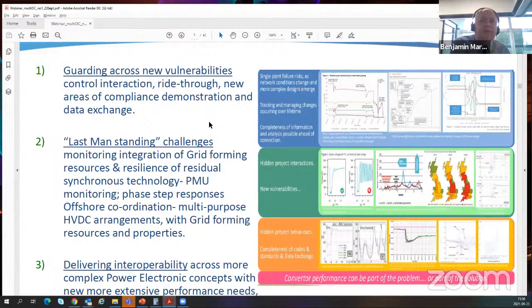Another issue is around the issue of last man standing. So your synchronous resources still exist. They still conform to equal area criteria. They still conform to the control limitations of a synchronous generator. So where you're getting large phase steps on the network, your synchronous machines can only respond and can be destabilized. You can drive pole slipping of those resources if you haven't got the right control strategies of your non-synchronous connections.